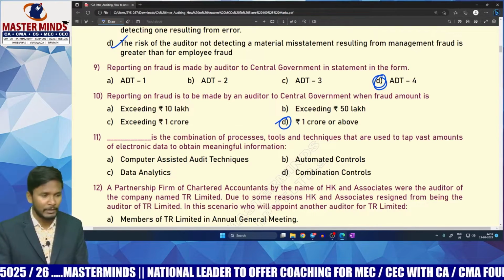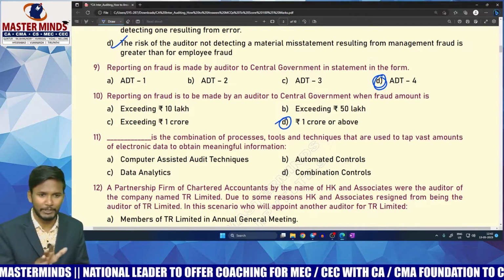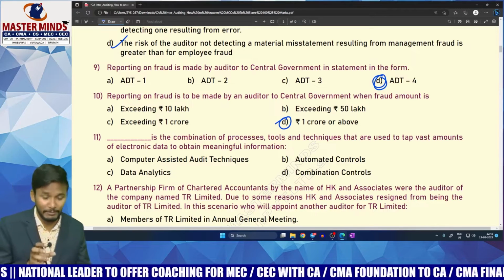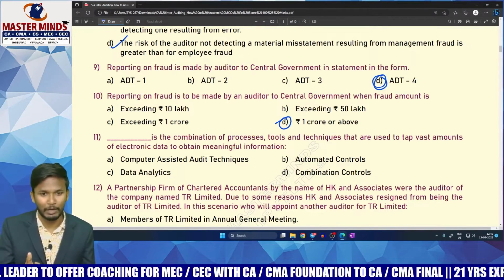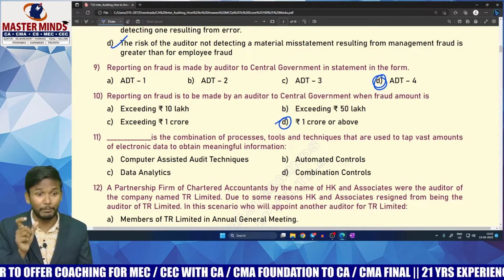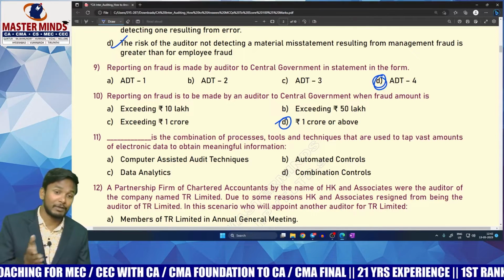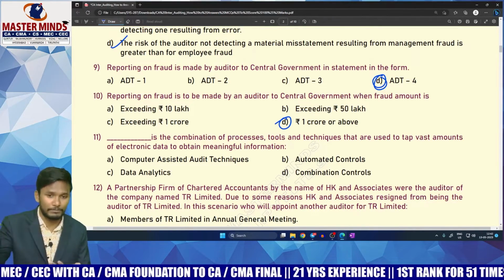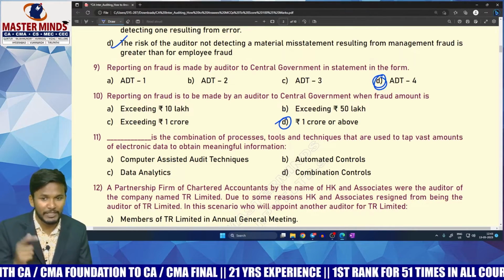Along with that, in your MCQs, definitely there will be either 1 or 2 questions which will talk about monetary limits. So when you are reading the monetary limit, give some importance to whether that is more than or equal to, or less than or equal to. That should also be given importance here. If the fraud is less than 1 crore, no need of reporting to the central government. But if the fraud is 1 crore or more, I can say greater than or equal to 1 crore, then that should go to whom? Central government in the ADT 4 form.